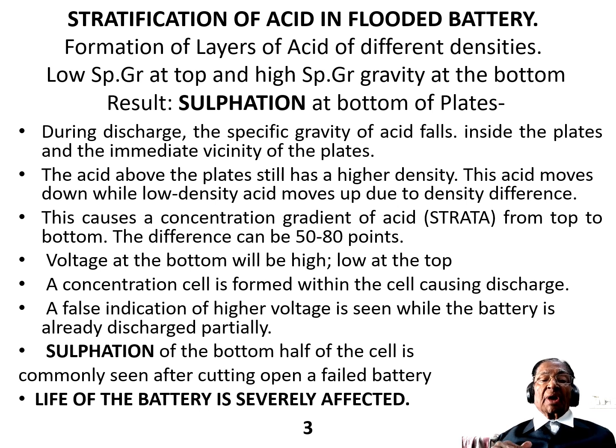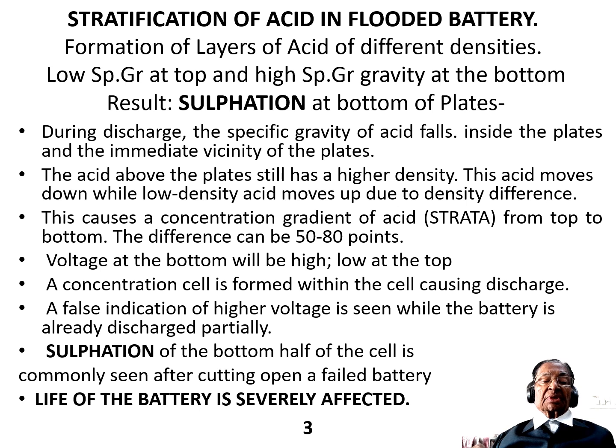Voltage at the bottom will be higher because of the higher specific gravity, and low at the top. Now, a concentration cell is formed, as I've already told you. A false indication of higher voltage will come, because many of you would have seen the voltage is high, then why am I not getting capacity? That question arises. So this is all due to stratification.